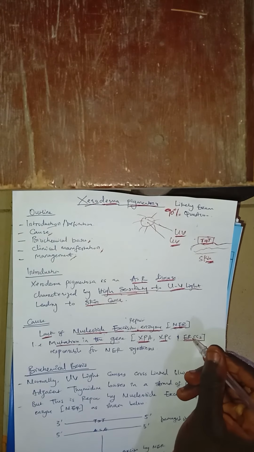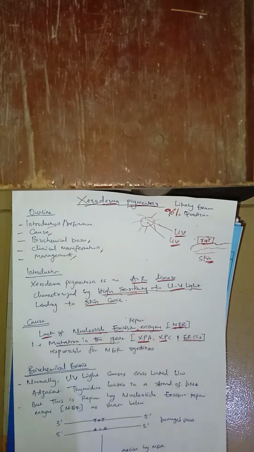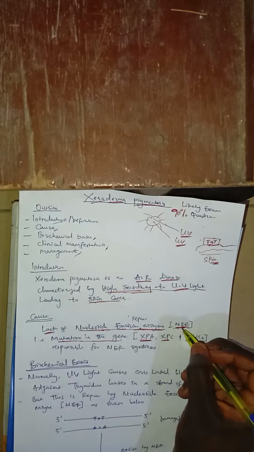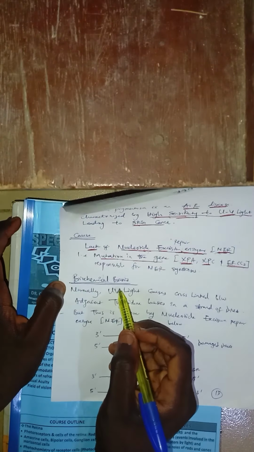When this gene is defective, the person cannot what? Synthesize this enzyme, then the person cannot repair the DNA. All right. So what is the biochemical basis? If you notice, look at what I wrote here. I said normally UV light causes cross-links between adjacent thymine bases. That's what I've already explained.